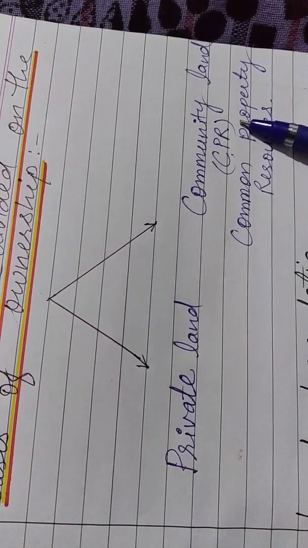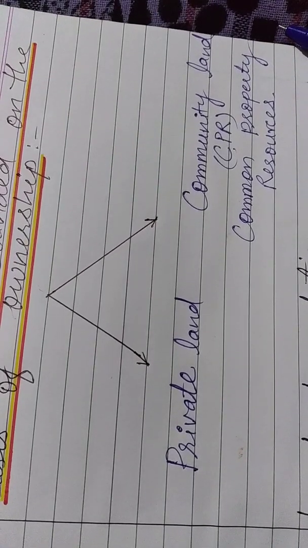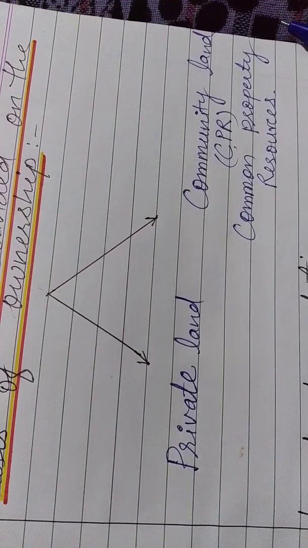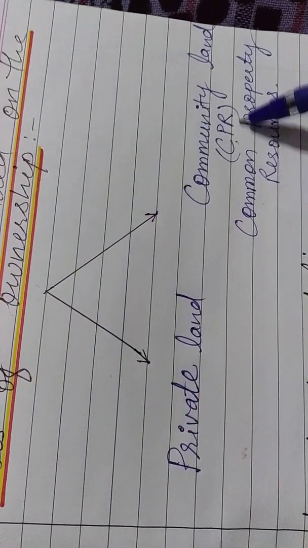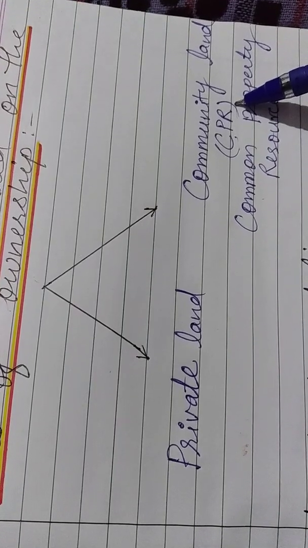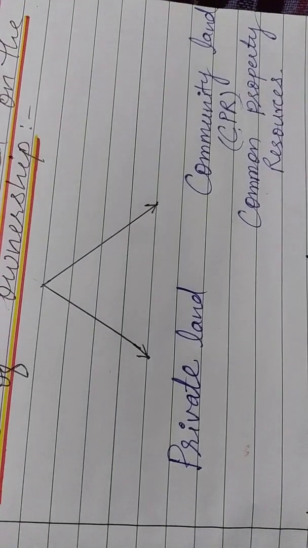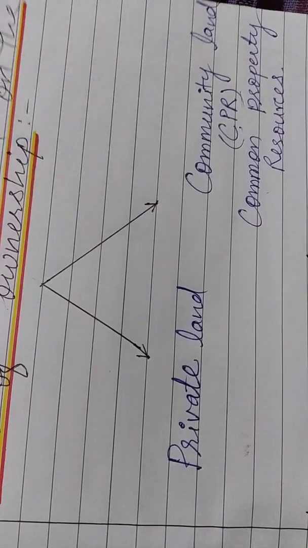communities for common uses like collection of fodder, fruits, nuts and medicinal herbs. This community land is also termed common property resources, CPR, like the land used by municipal corporations for gardens, government gardens, schools and hospitals. They are all known as community land.